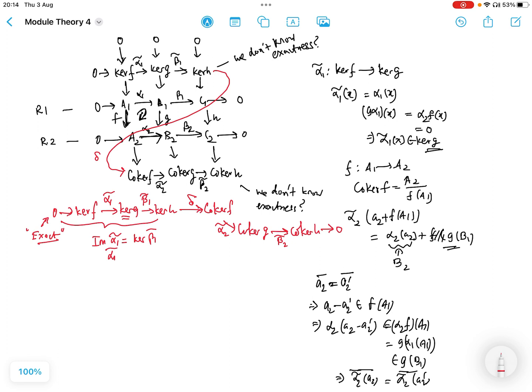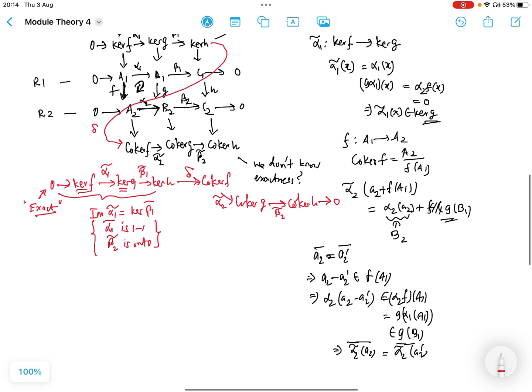And also we need to show alpha 1 tilde is injective, right? To show exactness at this stage. And beta 2 tilde is surjective. But these things are easy to prove because we have already had that alpha 1 is injective, sorry, and beta 2 is surjective, because row 1 and row 2 were already given to be exact. So these are not very difficult to prove. So maybe I can leave it.